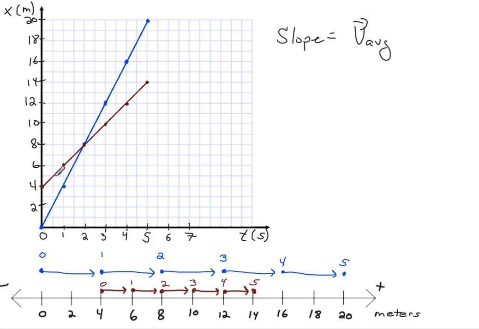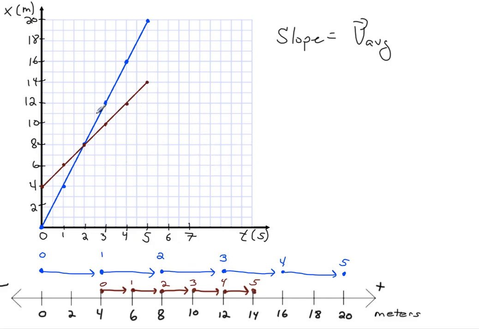Take a look at these two graphs. You'll see that this graph is less steep than the blue graph is. The red graph is less steep than the blue graph. So I could just look at the graph, I don't even need the motion diagram, and say the red object is traveling slower than the blue object.